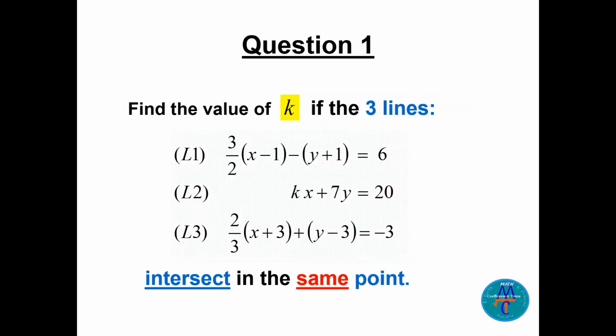Question number 1, find the value of k if the 3 lines L1, L2, and L3, these are 3 straight lines, they all intersect in the same point. So we can see clearly here, line L2 has x, y, and k. So we can take line number 1, line number 3, and solve the linear system to find x and y.